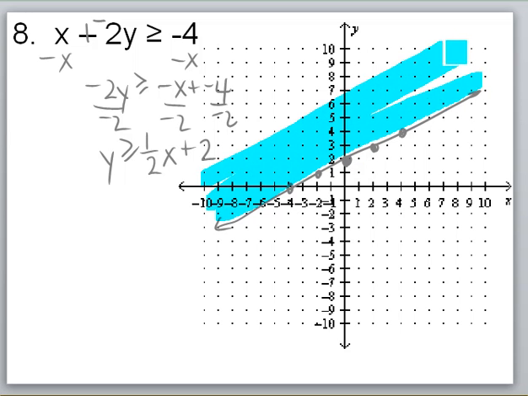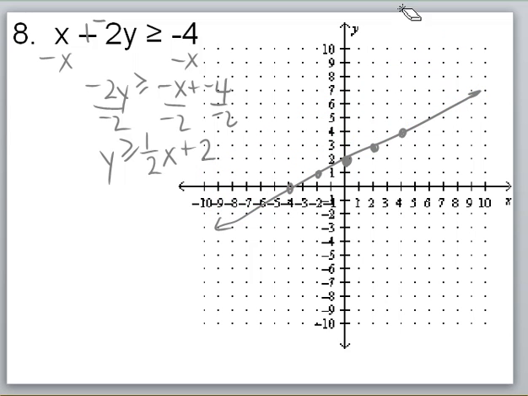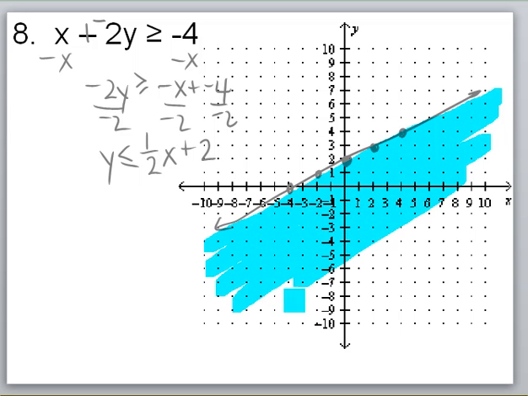Oh, I made a mistake. Let me erase that. What did I forget to do? I forgot to flip my sign because I was dividing by a negative on both sides. So actually, I should be shading below the line. So by checking those points, you can actually find your mistake, as well, rather than relying completely on remembering to flip the sign.